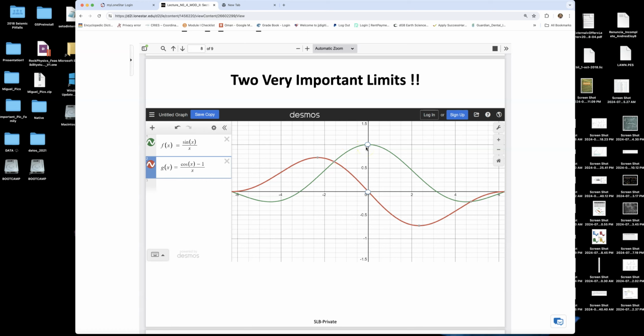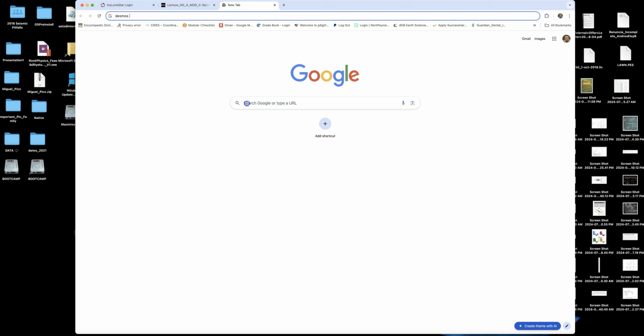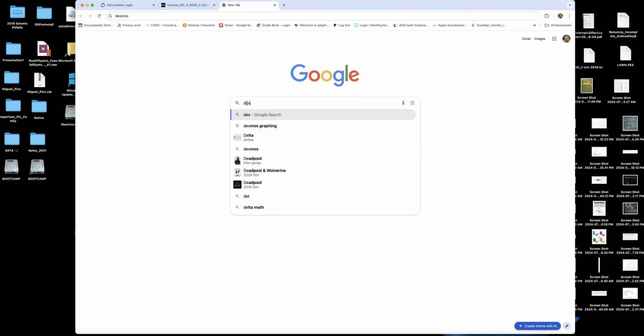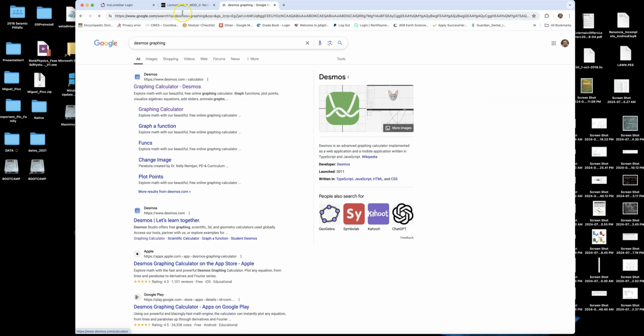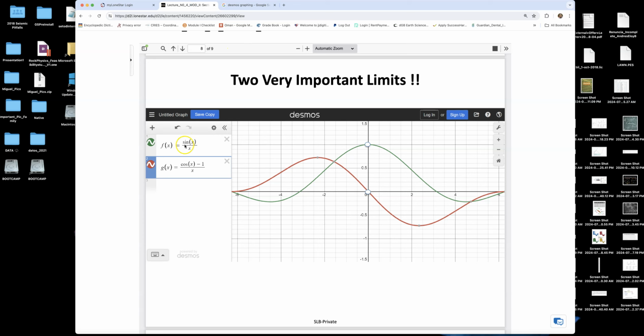So those two limits are very important. Let me just open Desmos for a moment, because what is the implication of this? Let me go, for instance, with sine x over x. Let me open Desmos here and show you something very important. Okay, Desmos graphing.